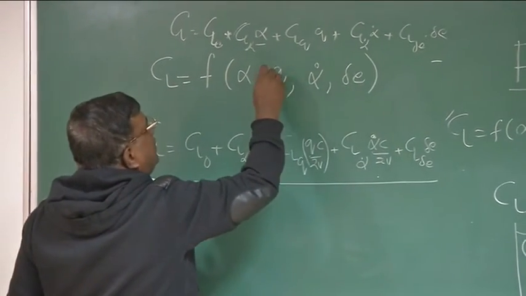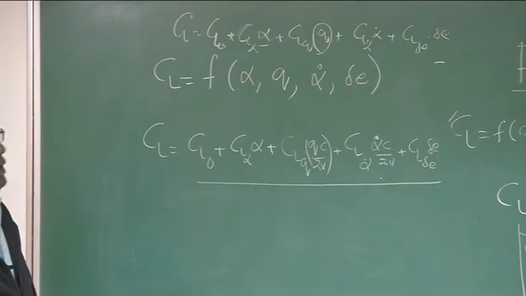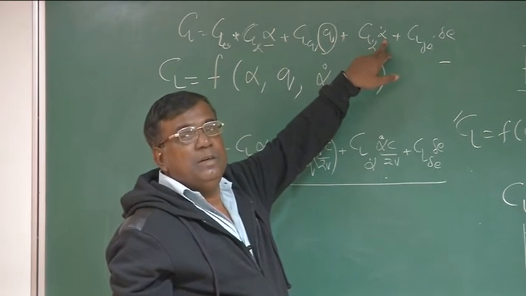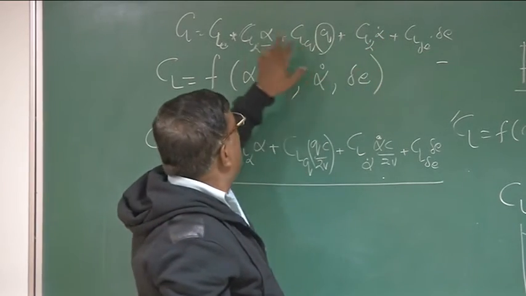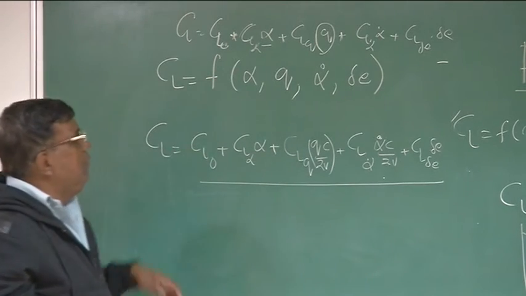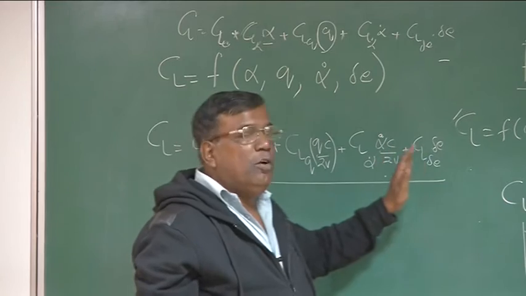But what is the unit of Q? Radians per second. So this is not dimensionless. What is alpha dot? Again, radians per second. So time is there. So these are not dimensionless. But all other motion variables are dimensionless. So we want to write CL using all non-dimensional motion variables.